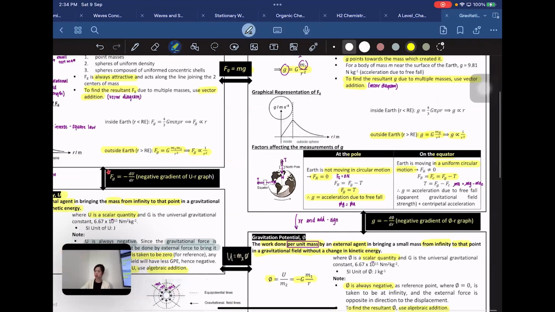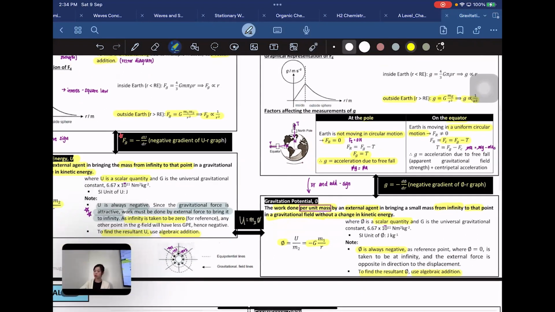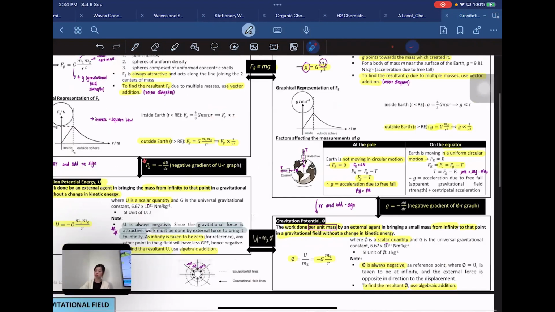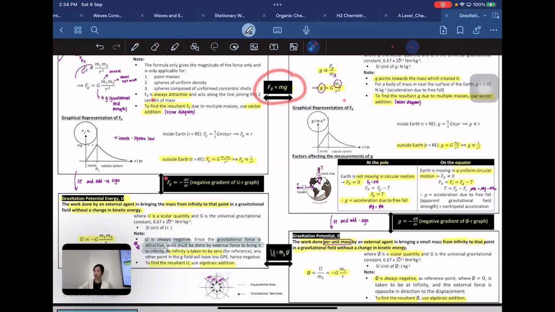So that's how we relate all four quantities together. If I want to relate force and gravitational field strength, F equals mg. If I want to relate potential energy to potential, U equals m times phi. But if I want to relate the vector to the scalar, then I'll take the negative gradient of the graph. Same thing for gravitational field strength. I take the negative gradient of the graph. You understand?